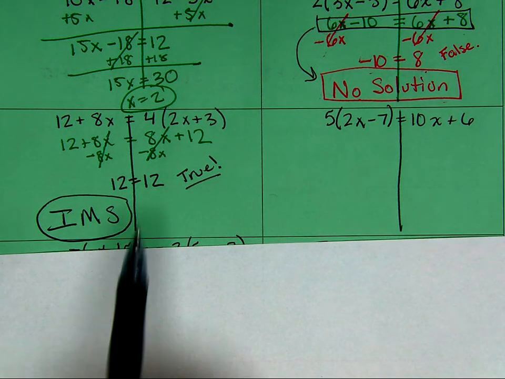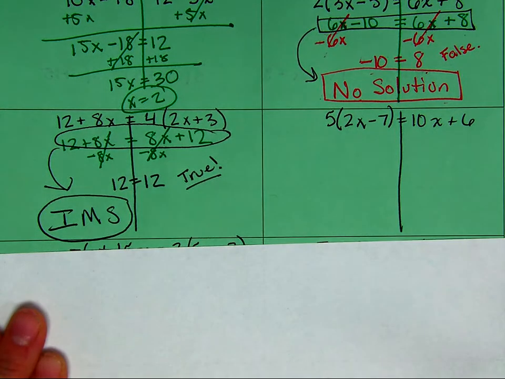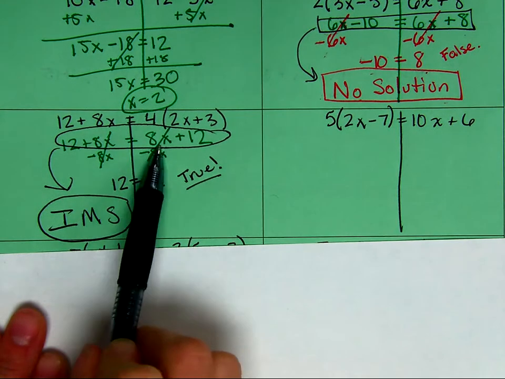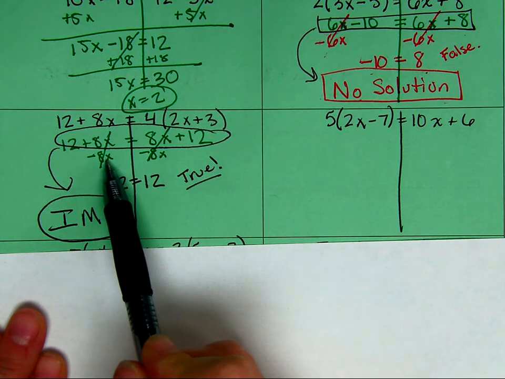Okay, which should make sense when we look at this step. So some of you may jump straight to your answer once you see that. You have 8x on both sides plus 12, plus 12. That's always going to be the same no matter what x is.